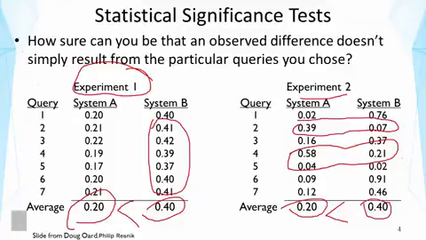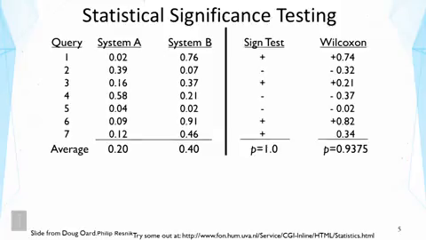So what do you think? How reliable is our conclusion if we only look at the average? Now, in this case, intuitively, we feel experiment 1 is more reliable. But how can we quantitatively answer this question? And this is why we need to do a statistical significance test.